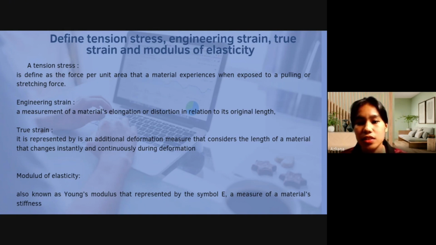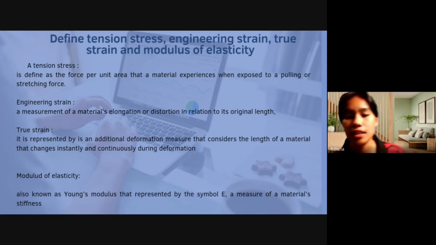Next is engineering strain. It is a measurement of a material's elongation or distortion in relation to its original length, and it is commonly represented by the symbol epsilon. It is computed by dividing the change in length by the initial length. It may be mathematically represented as the formula given, where ΔL is the change in the length and L0, the bigger L with the subscript O, is the original length.